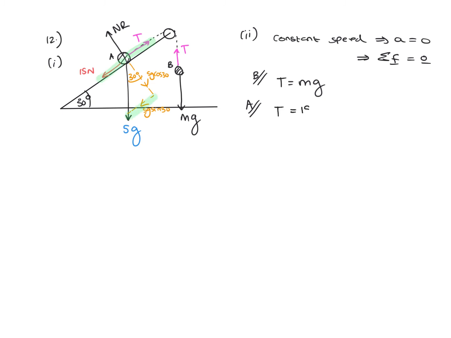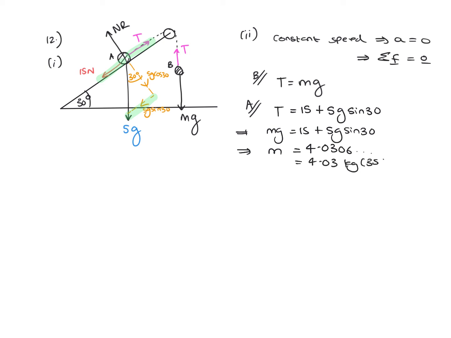So T must equal 15 plus 5g sine 30. We know T equals mg, so mg equals 15 plus 5g sine 30, and we can rearrange this to calculate the value of m. That comes to 4.0306, or 4.03 kilograms to 3 SF. We've also got to calculate the value of T. Remember to use the full accuracy of the value that we've worked out for m when we're calculating T, and T comes to 39.5 newtons exactly.